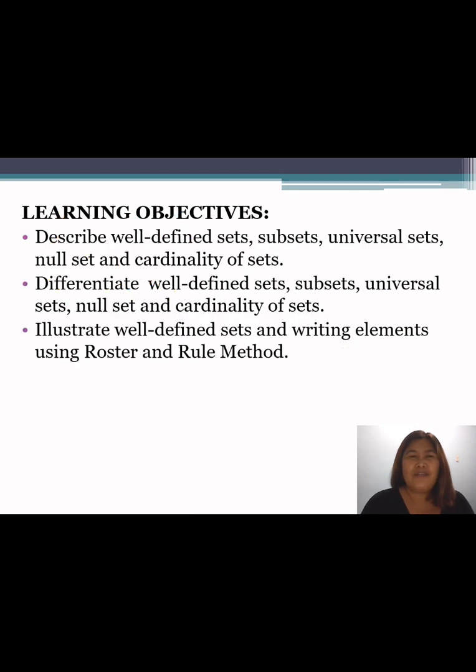Today, our learning objectives are to describe well-defined sets, subsets, universal sets, null sets, and cardinality of sets. Then, differentiate well-defined sets, subsets, universal sets, null sets, and cardinality of sets. And the last one is to illustrate well-defined sets and write elements using the roster and rule method.